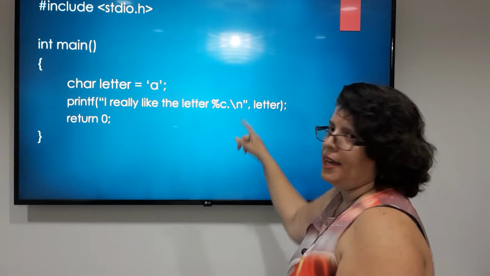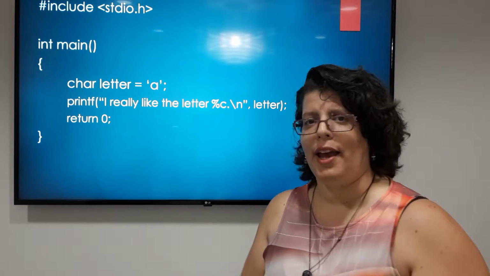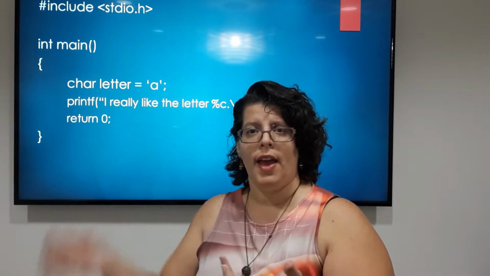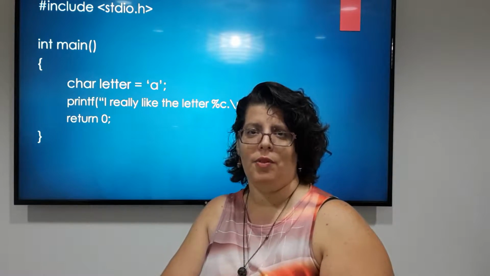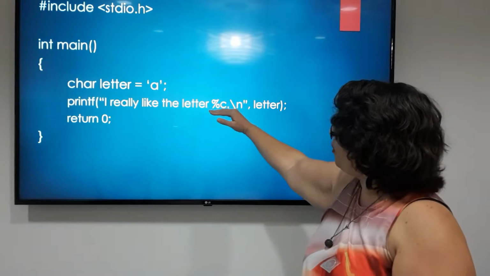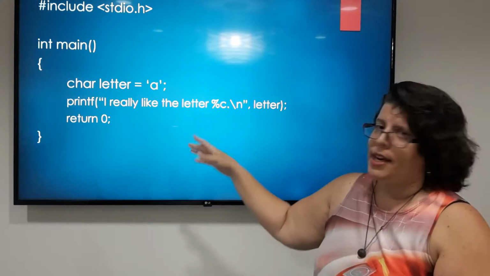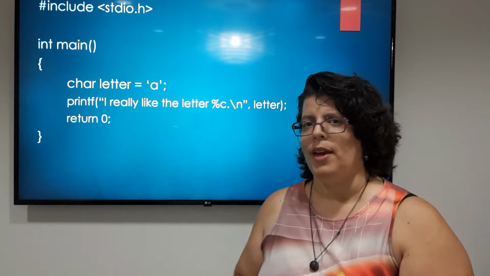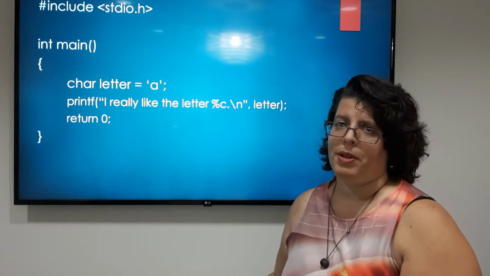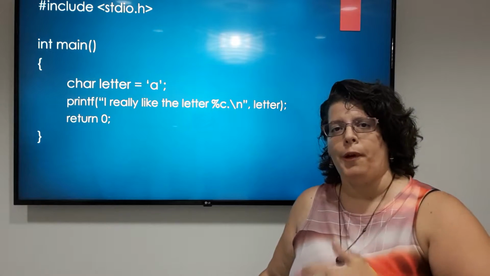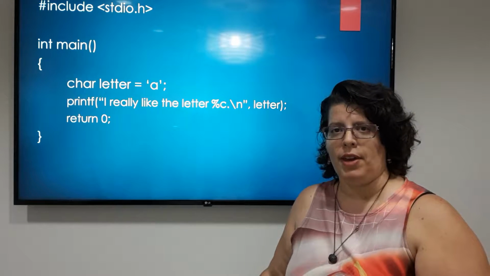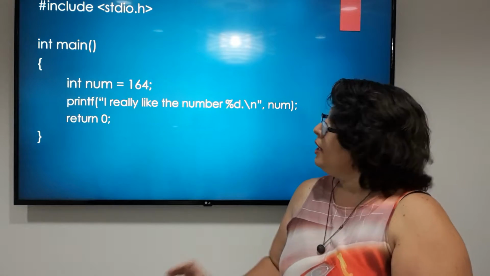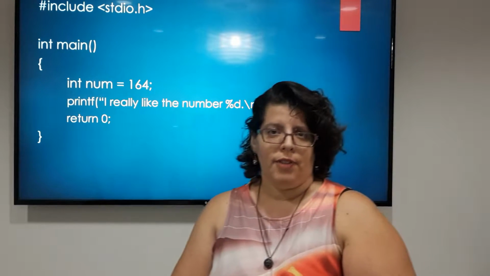And this \n just makes sure that it has a new line afterwards. So I have my printf statement, I really like the letter A, that came out of my actual variable letter. And it filled in that spot right there. And then at the end I do return 0 like the previous examples. I'm now done with this program and returning 0 as my completion. So I made a program that has a variable of type character and then shows it on the screen with the message. Let's check out how we work with int variables.